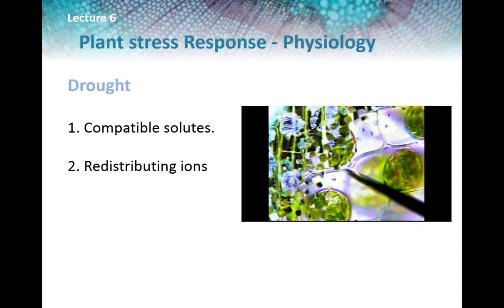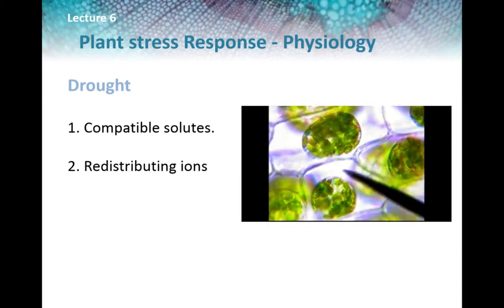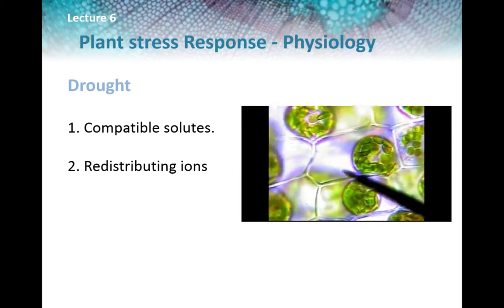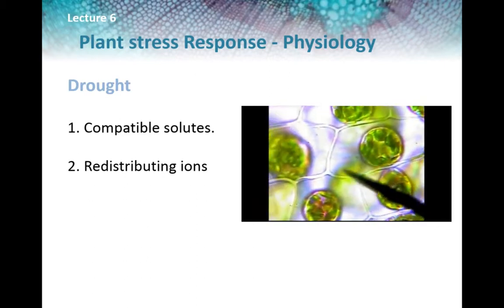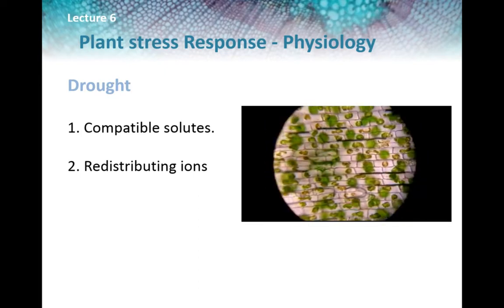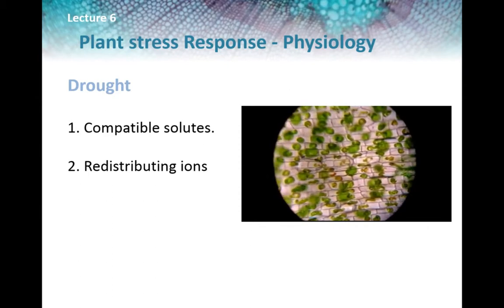Acclimation to water loss is associated with changes in patterns of gene expression. We will cover the genetic aspect of this response in our next module, but for now, what we need to know on the physiological level is that plants produce osmolytes to control their osmotic pressure, and they also redistribute ions within the cells to control the ion influx.